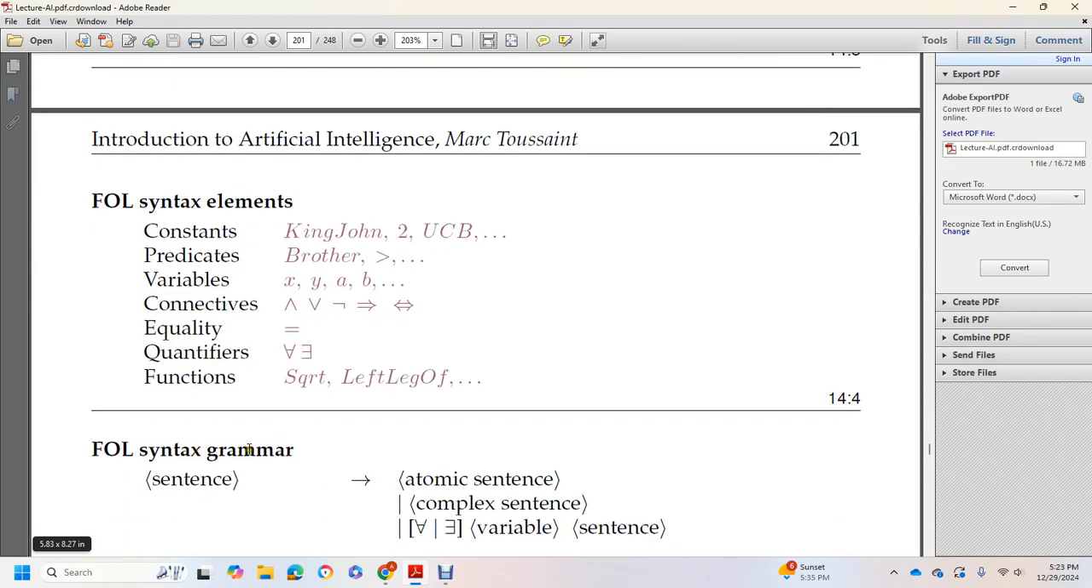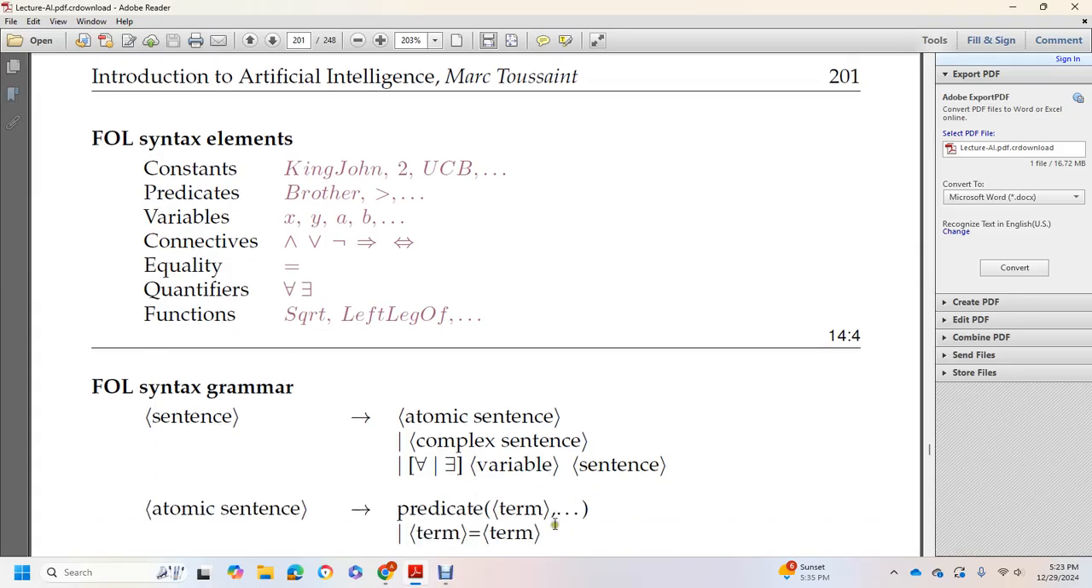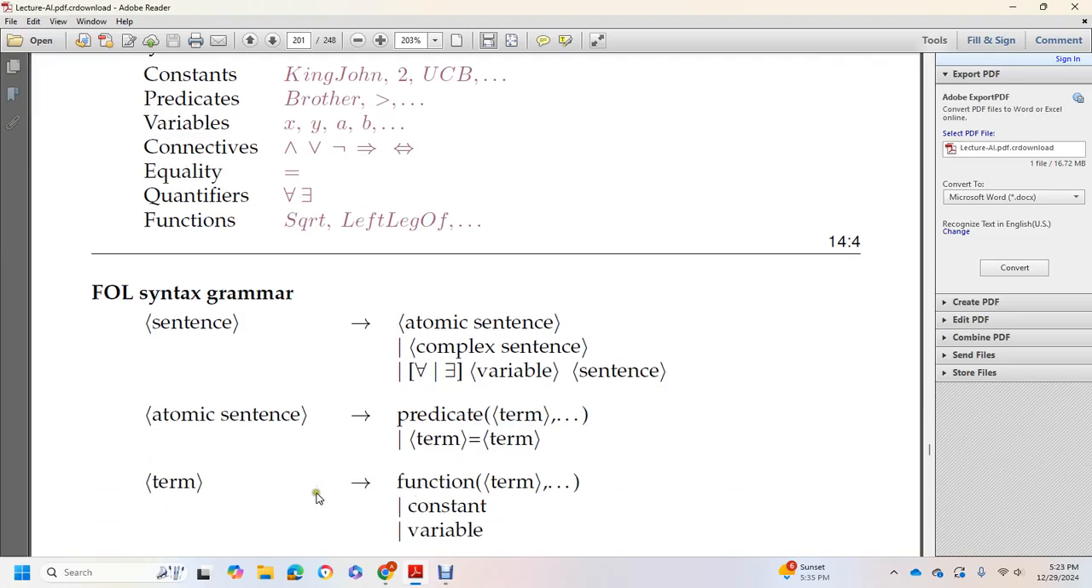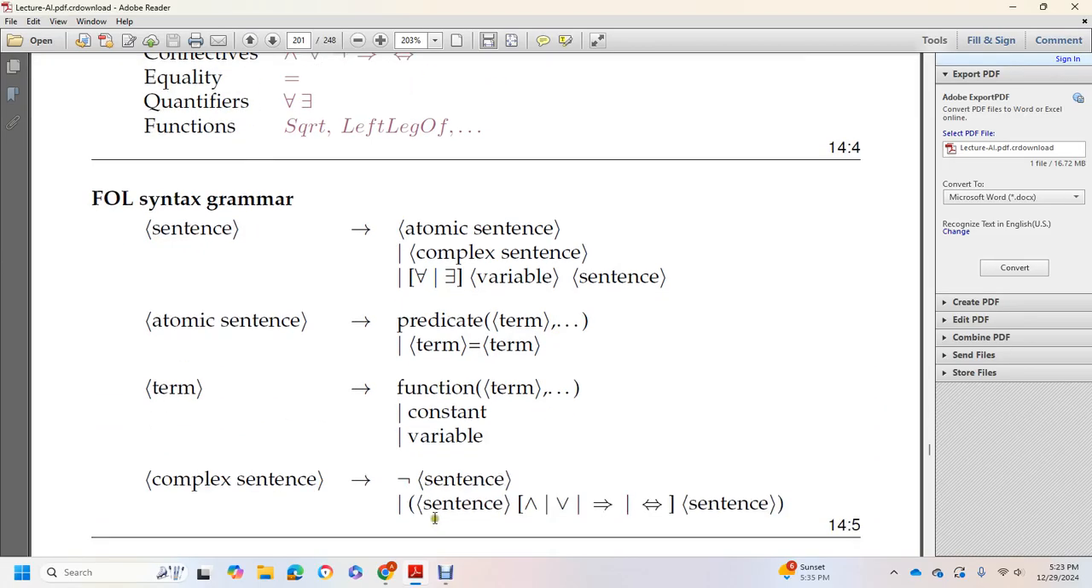First order logic syntax and grammar: a sentence is an atomic sentence or a complex sentence, or a quantifier with a variable and a sentence. An atomic sentence is a predicate of terms, or term equals term. A term is a function of terms, a constant, or a variable. Complex sentences are built from sentences with connectives, resulting in a new sentence.